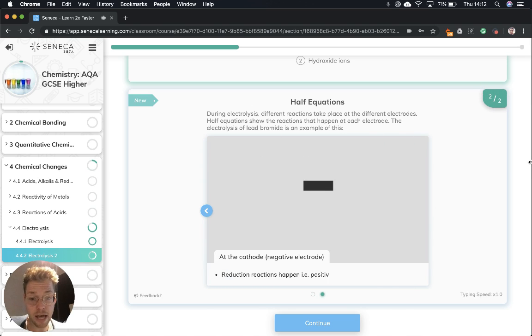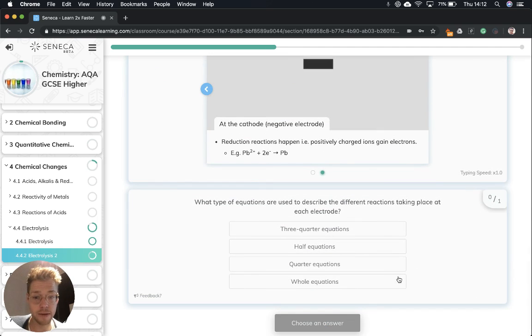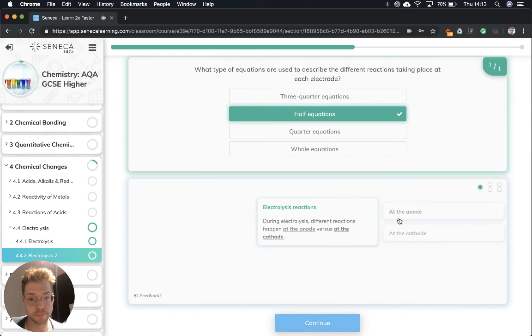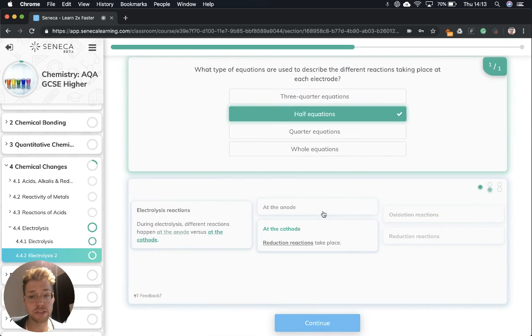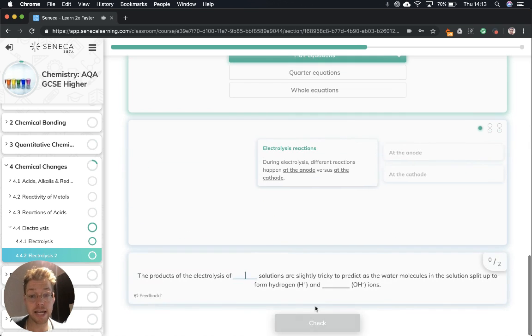What's going to happen at the cathode? It's going to be a reduction reaction. So if we take a metal like lead, it'll be Pb2+ plus 2 electrons goes to Pb, and that's because reduction is the gain of electrons. So we use half equations to describe what's happening at each of the electrodes. Just to recap, remember: anode, oxidation; cathode, reduction. Oxidation is the loss of electrons, and reduction is the gain of electrons.